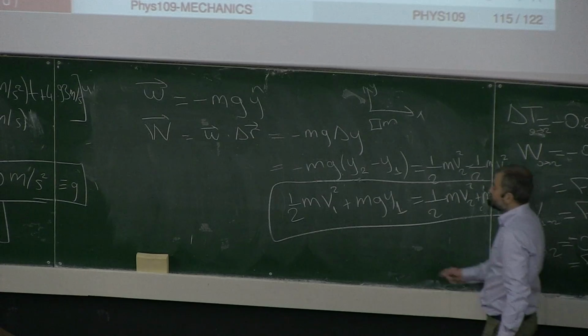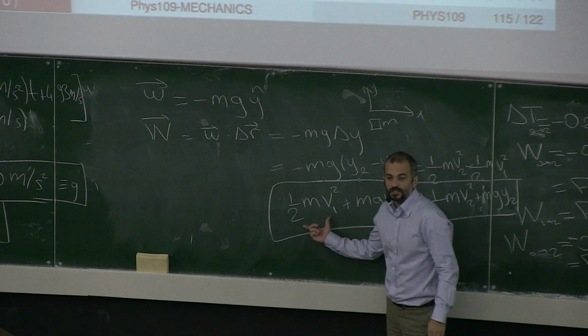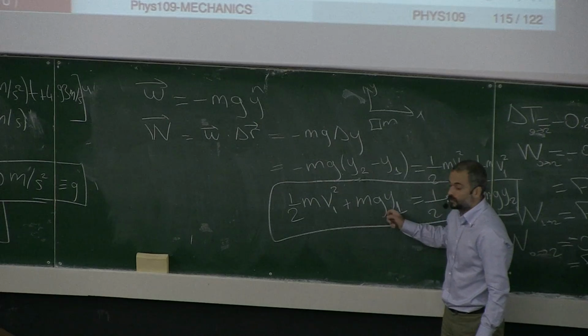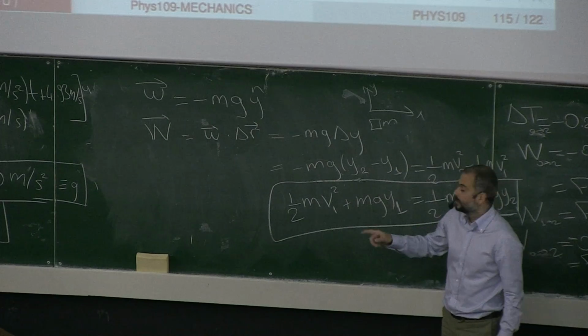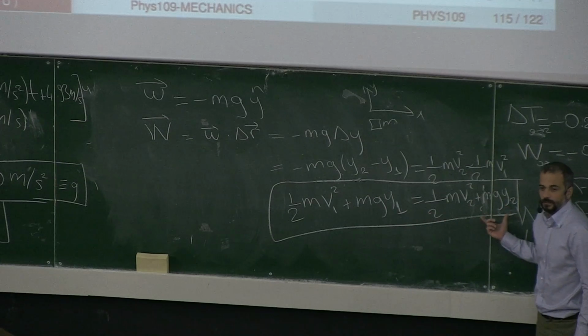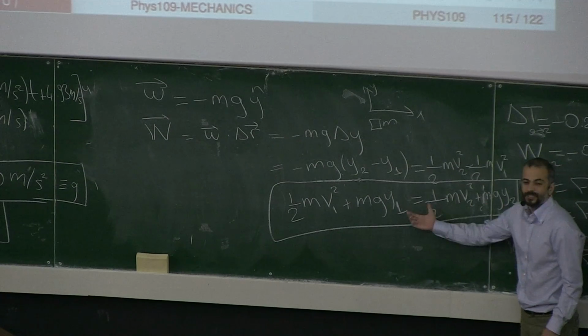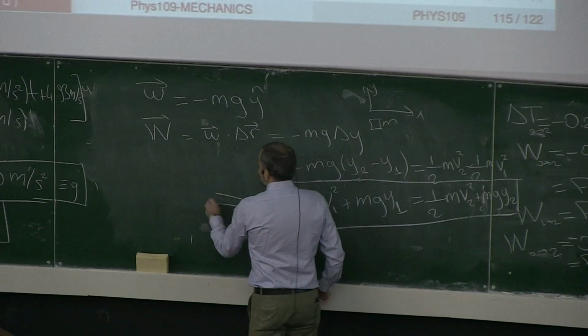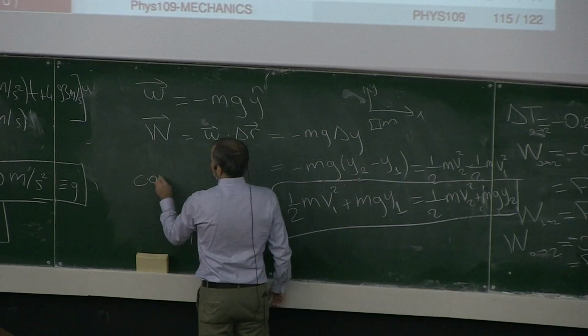So its kinetic energy at the initial point plus its mass times gravitational acceleration times its y coordinate at the initial point is equal to the same quantity calculated at the final point. So this is an example of what we call a conservation law.